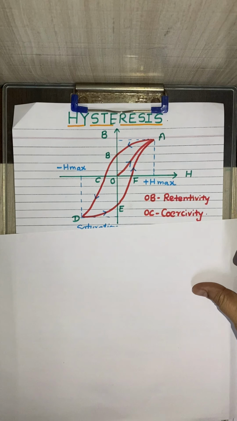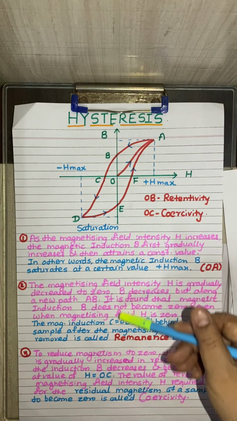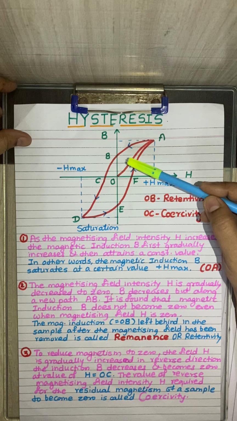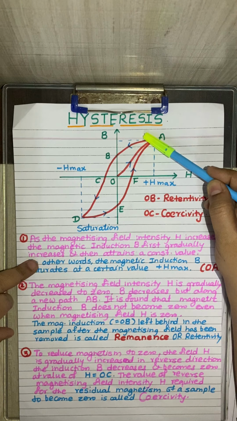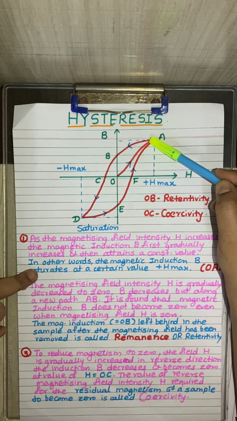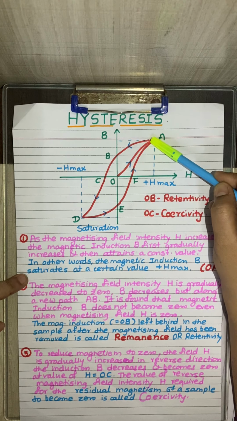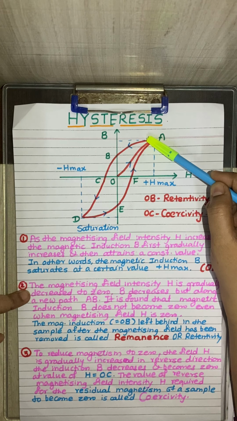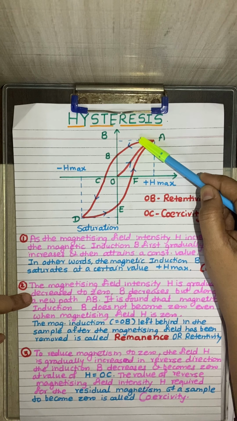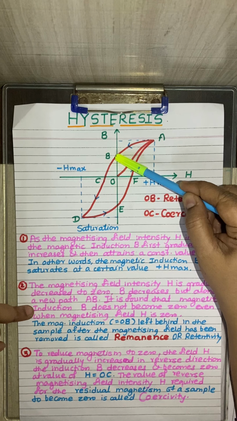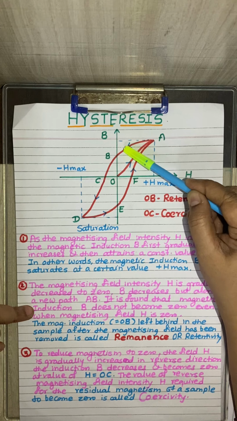Okay, now we are going to revise these steps, which I have written here one by one. I will read so that you can understand and see it. As the magnetizing field intensity H increases, the magnetic induction B first gradually increases and then attains a constant value. In other words, the magnetic induction B saturates at a certain value of plus H max, and it is represented by OA. Second point, now the magnetizing field intensity H is gradually decreased to 0. But B decreases along a new path, that is A to B.